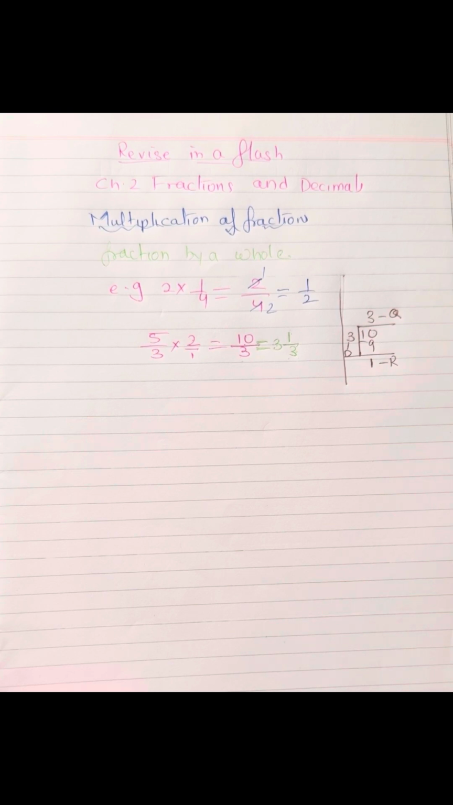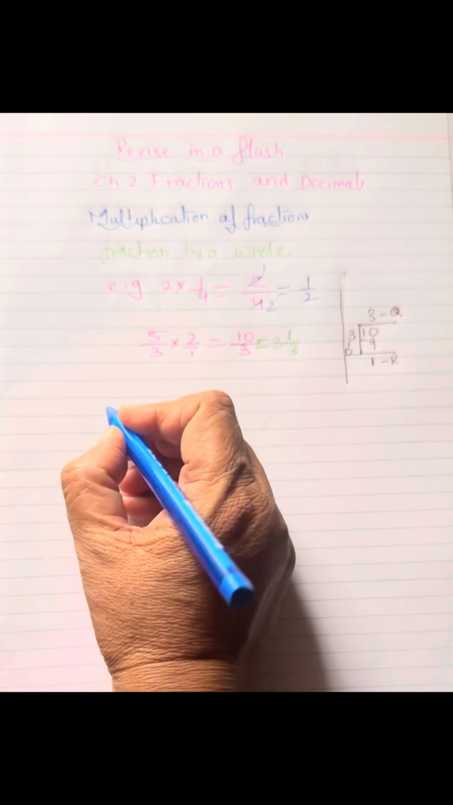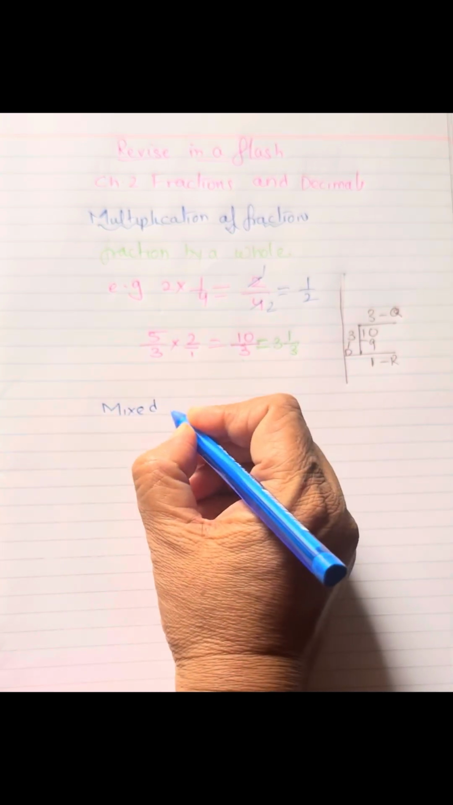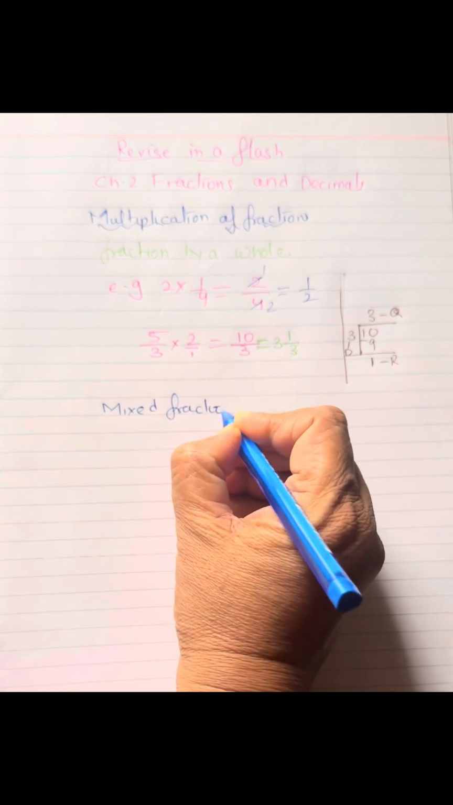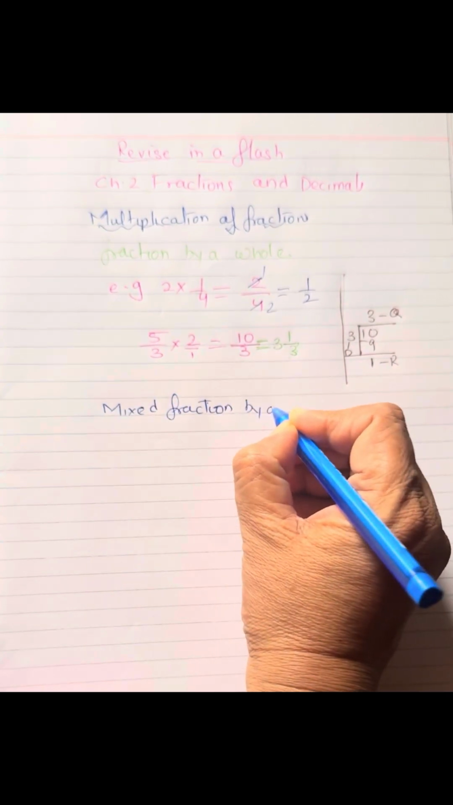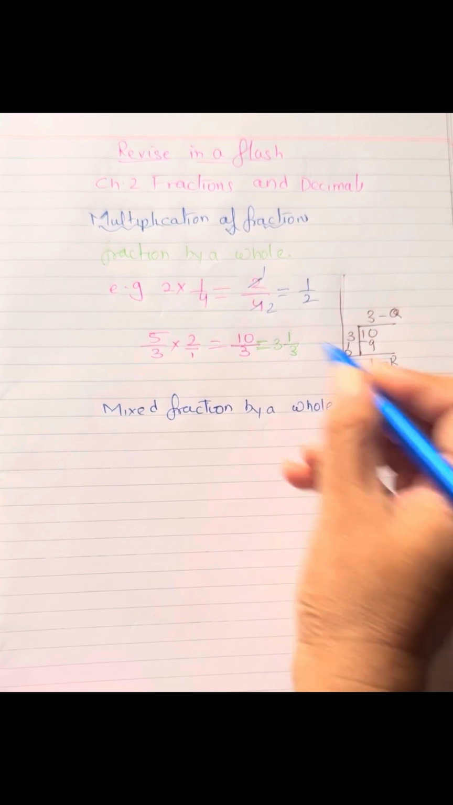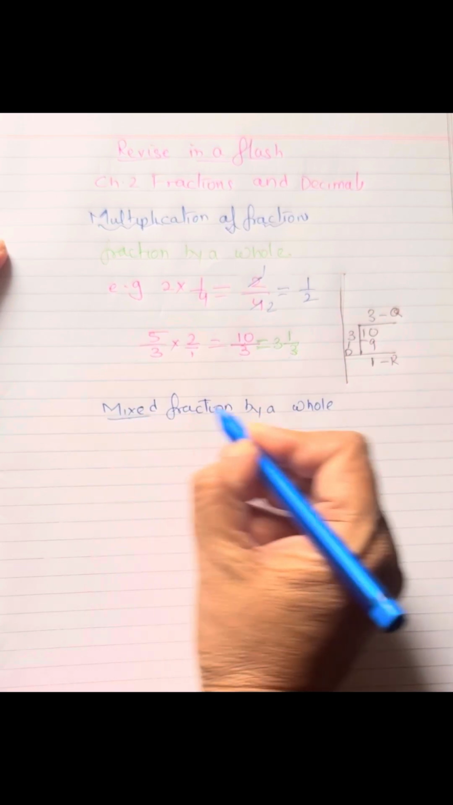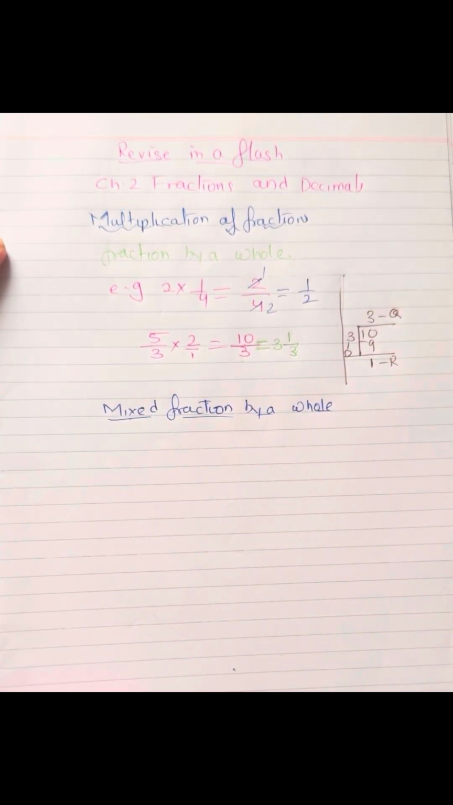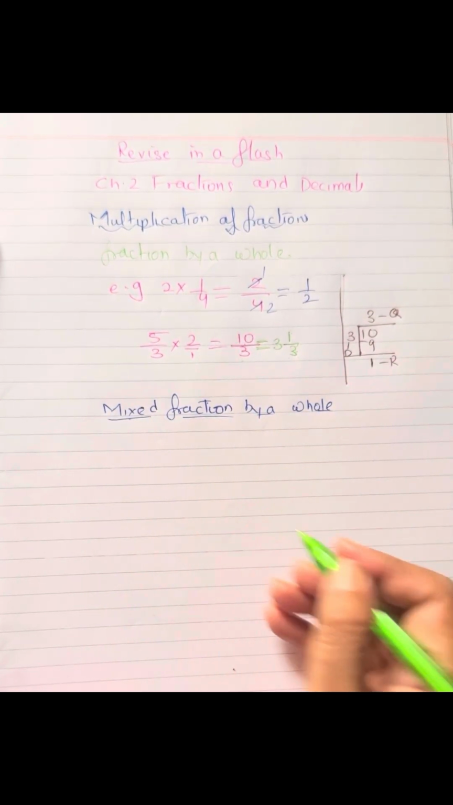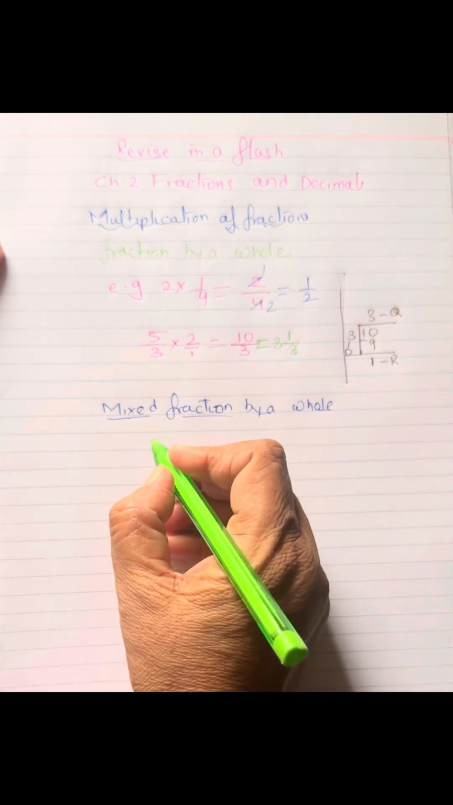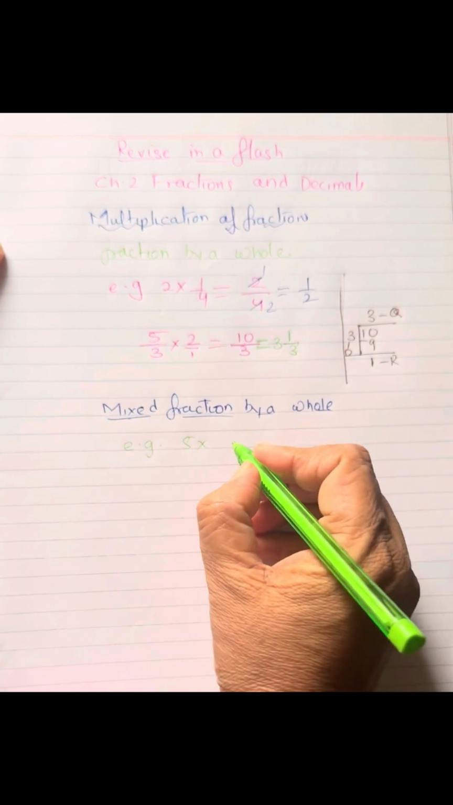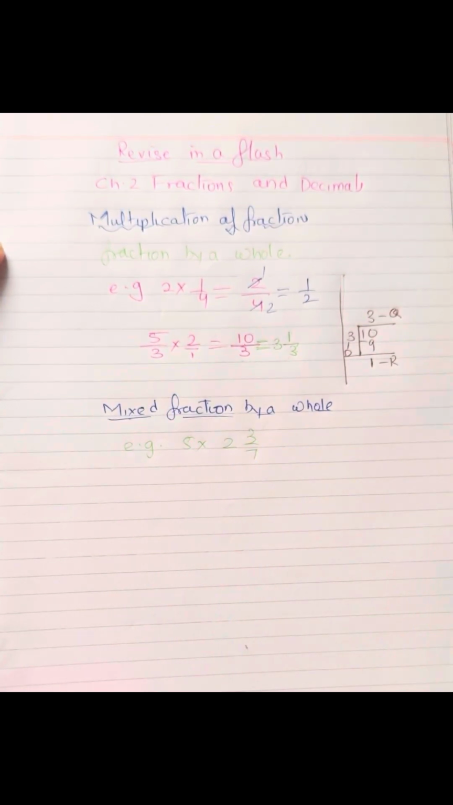Okay. Now we'll see the next multiplication, that is mixed fraction by a whole number, right? We learned just now a proper fraction and an improper fraction by a whole number. Suppose it is a mixed fraction, then what will you do? So we take another example. Suppose you want to multiply 5 into 2 whole 3 upon 7.